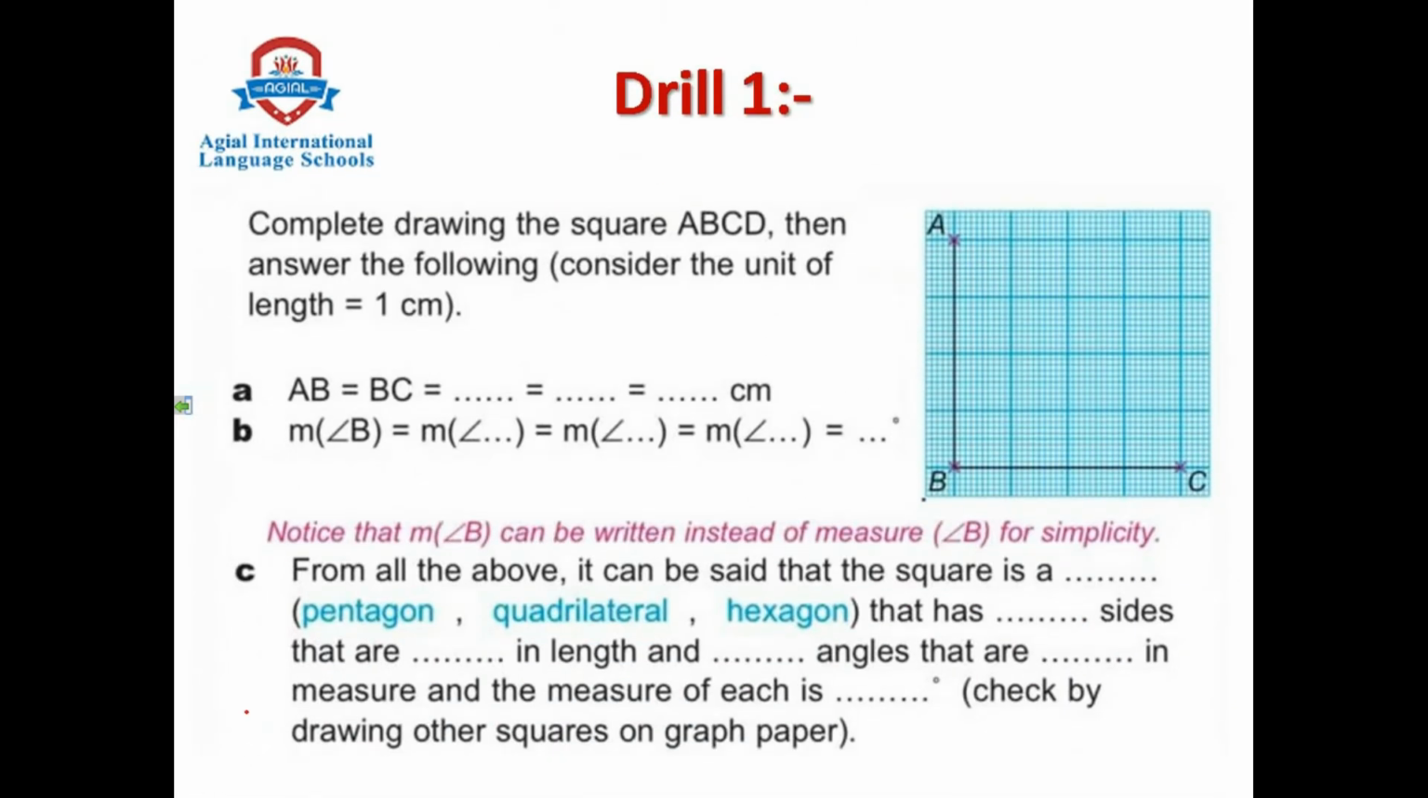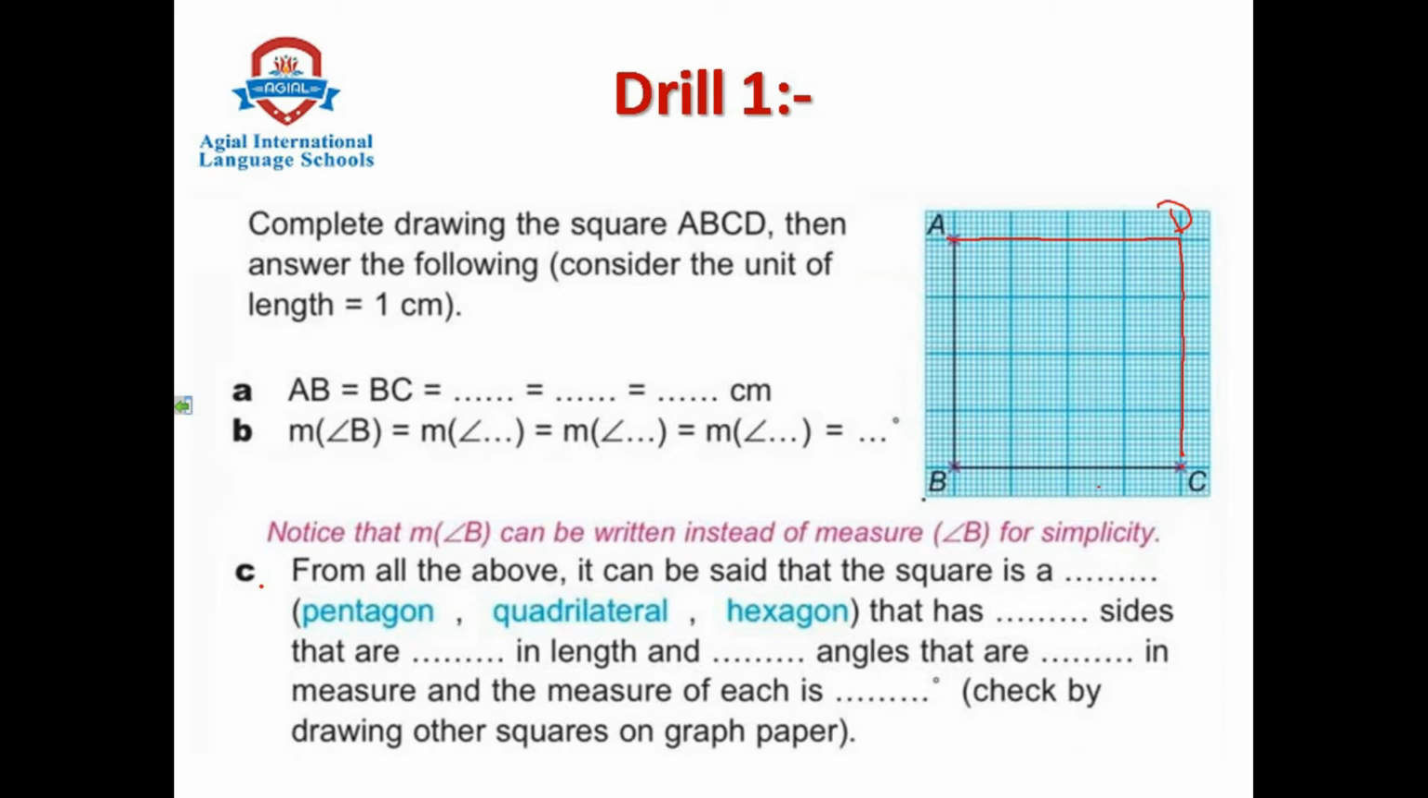Trial 1. Complete drawing the square ABCD, then answer the following. Consider the unit of length is 1 centimeter. Now let's complete this. We have to draw the line segment AD and the line segment CD. So we have to draw AD and CD.